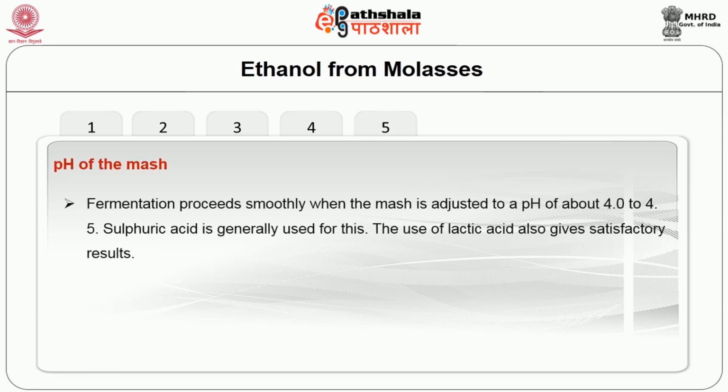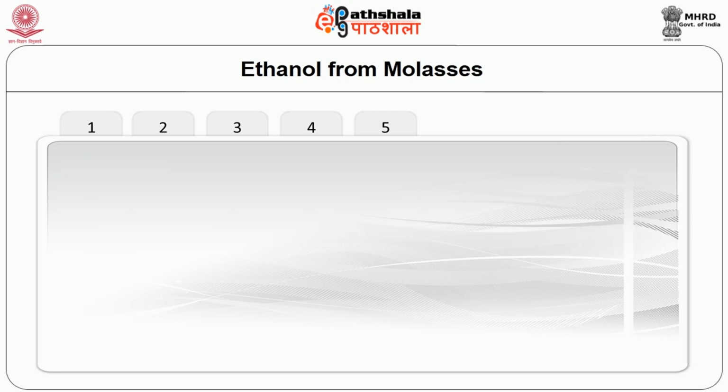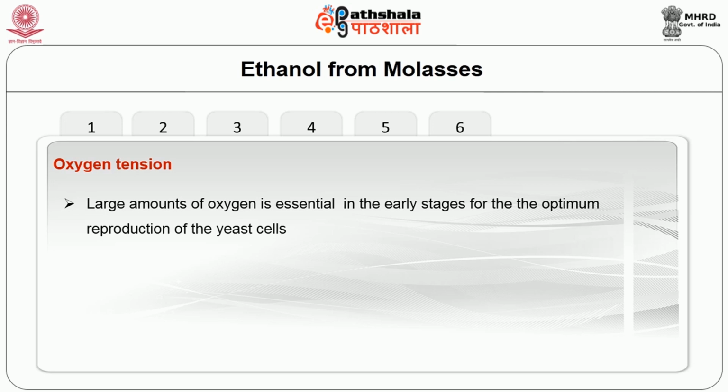Fermentation proceeds smoothly when the mash is adjusted to a pH of about 4 to 4.5. Sulfuric acid is generally used for this purpose, and the use of lactic acid also gives satisfactory results. And sixth, the oxygen tension. Large amounts of oxygen are essential in the early stages for the optimum reproduction of the yeast cells.